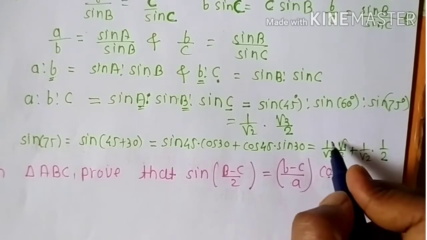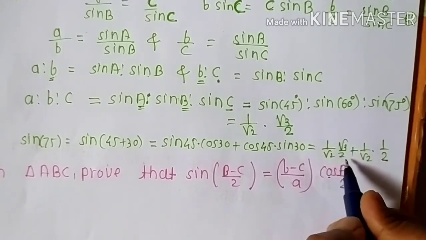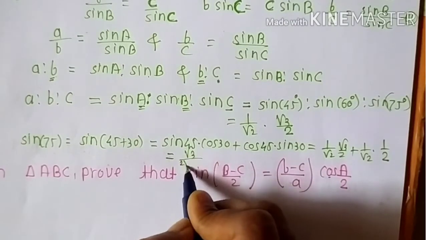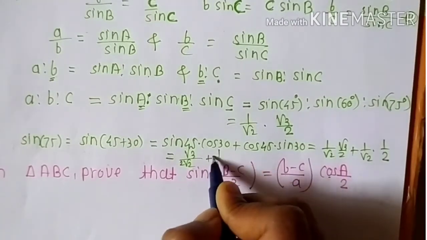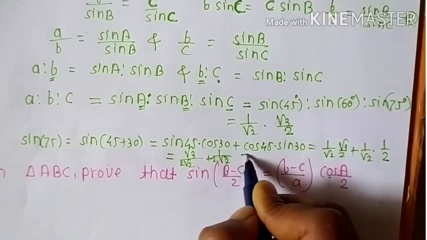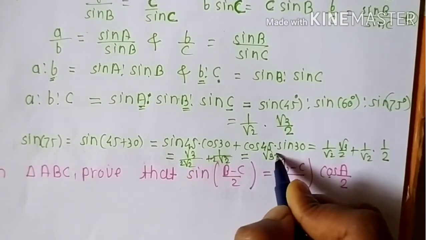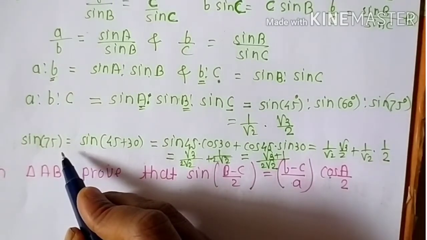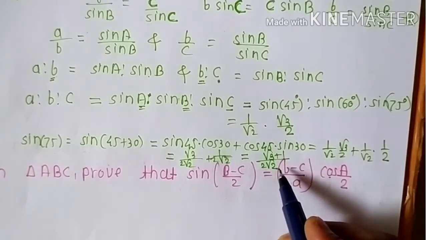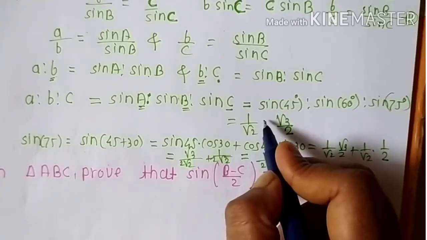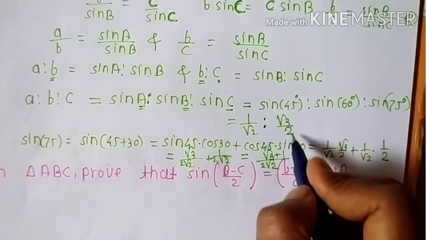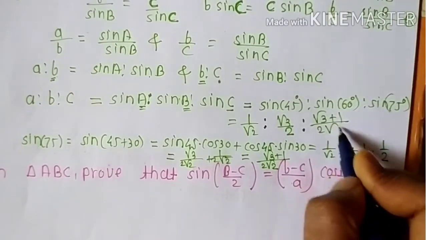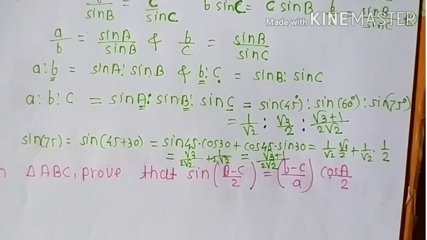Then we simplify this result. Here we get root 3 divided by 2 into root 2, plus 1 upon 2 into root 2. The numerator is root 3 plus 1, divided by 2 root 2. So sine 75 degree is root 3 plus 1 divided by 2 root 2. That means the ratio of the sides is 1 upon root 2 as to root 3 by 2 as to root 3 plus 1 divided by 2 root 2.